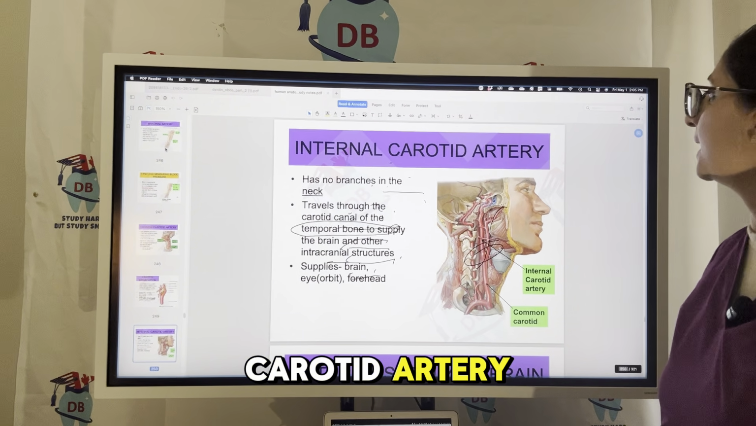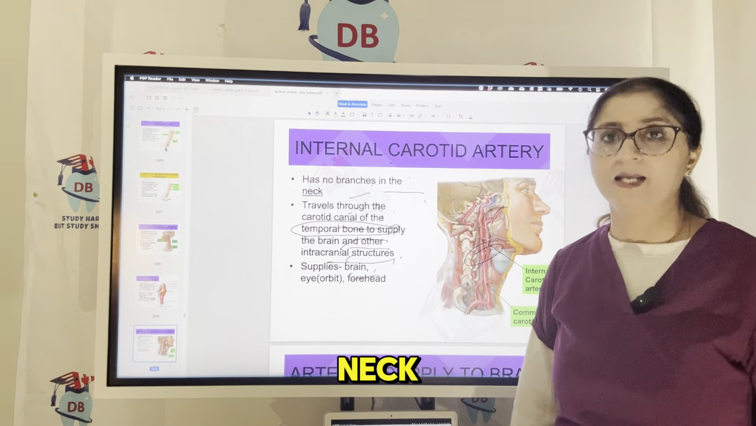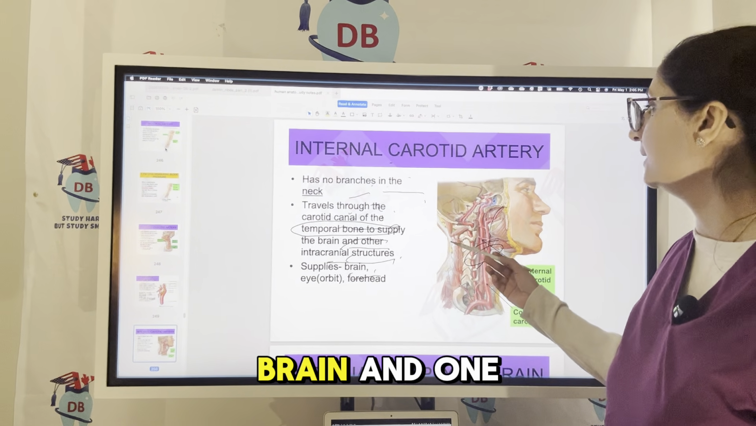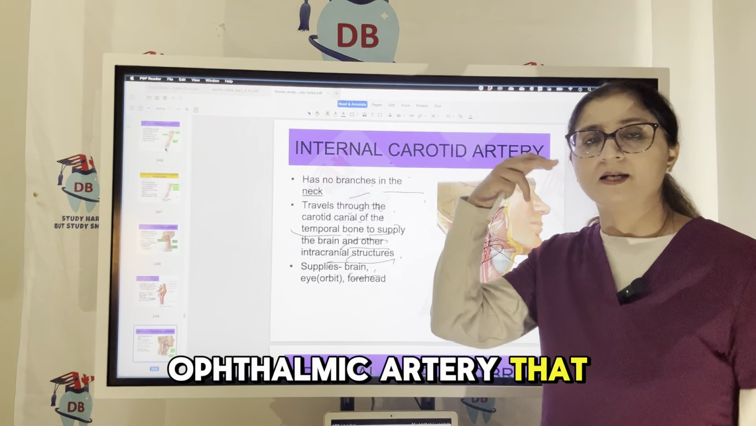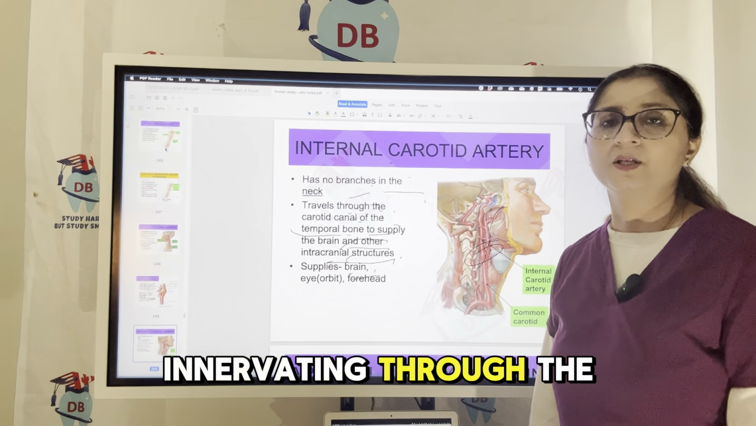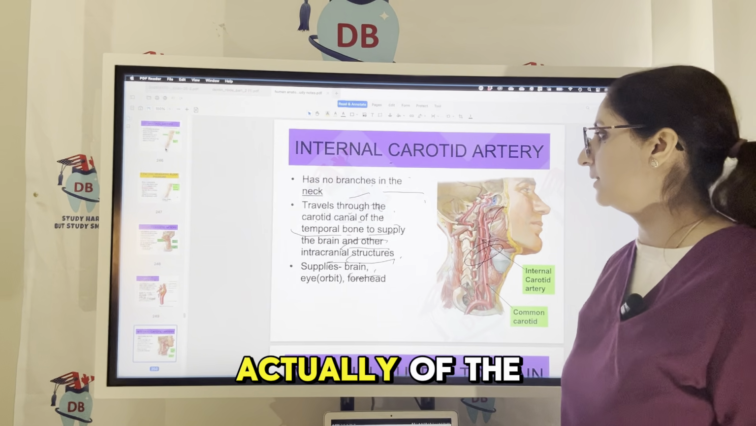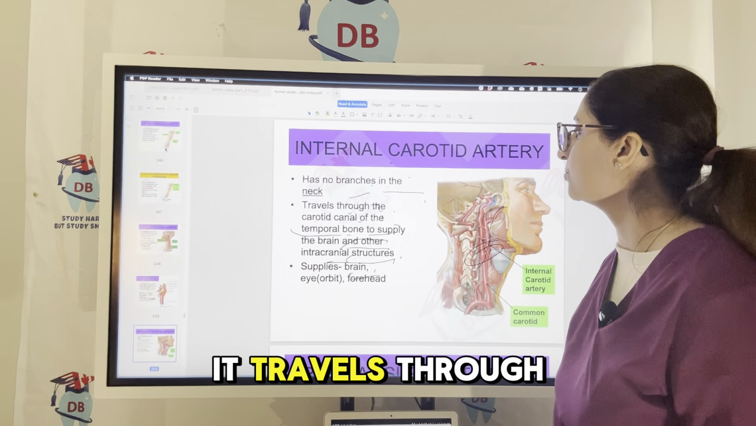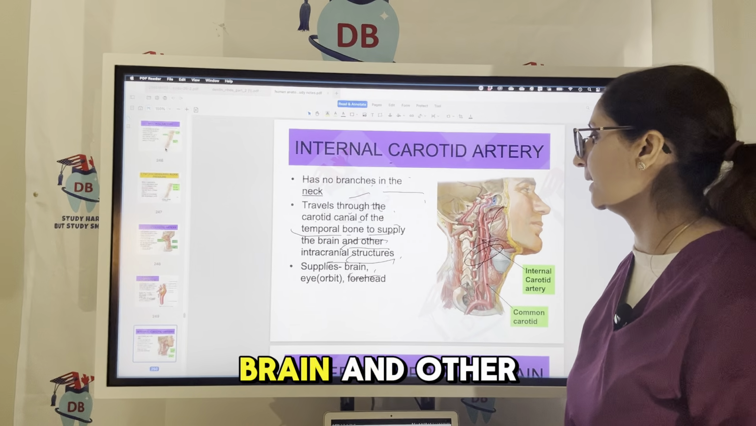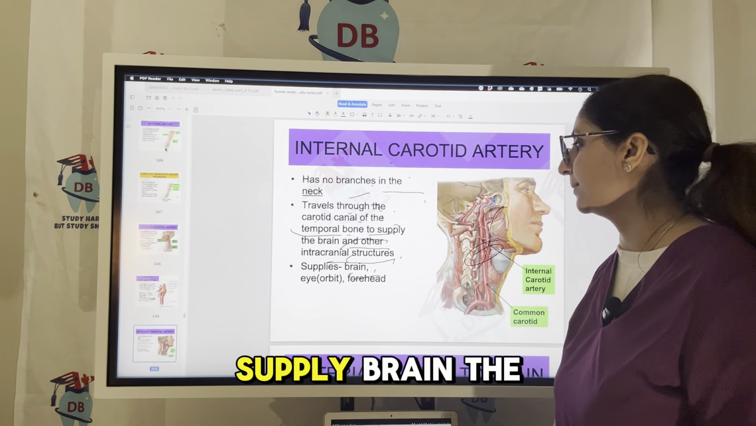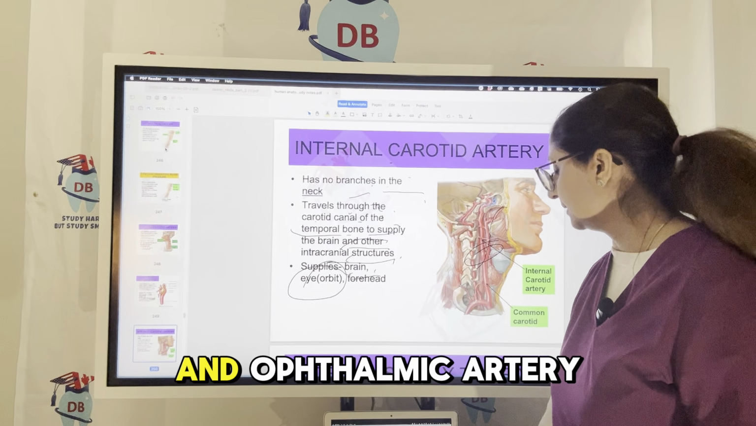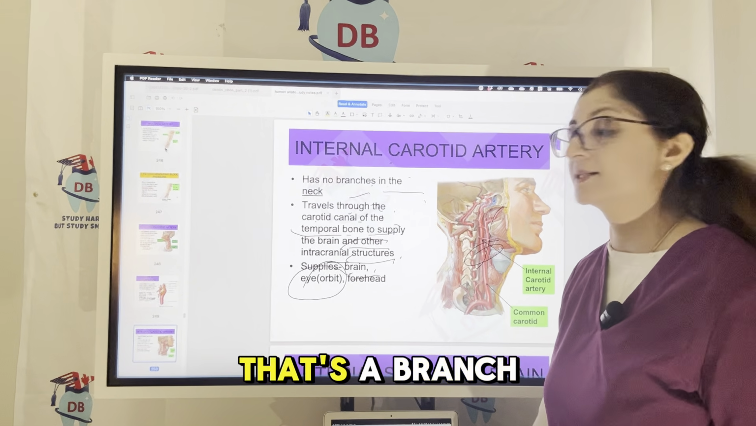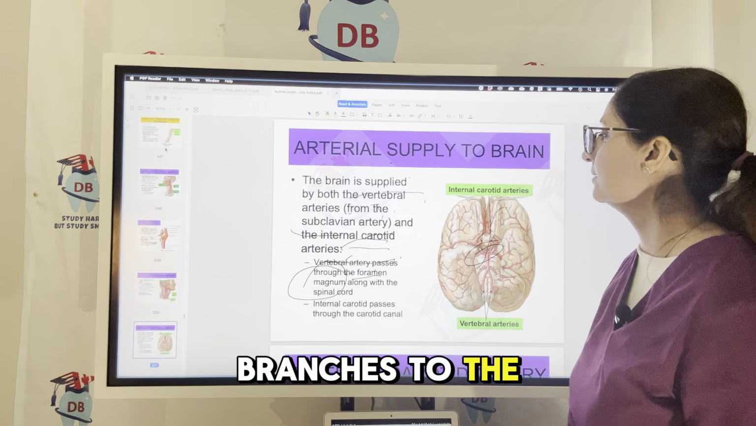Now the internal carotid artery has no branches in the neck. It supplies your brain. One branch of the internal carotid, if you remember, was the ophthalmic artery, which supplies the eye through the medial or the lateral canthus. It travels through the carotid canal of the temporal bone to supply the brain and other intracranial structures. The ophthalmic artery was supplying the orbit part, as I told you. That's a branch of the internal carotid, and also some branches to the forehead.